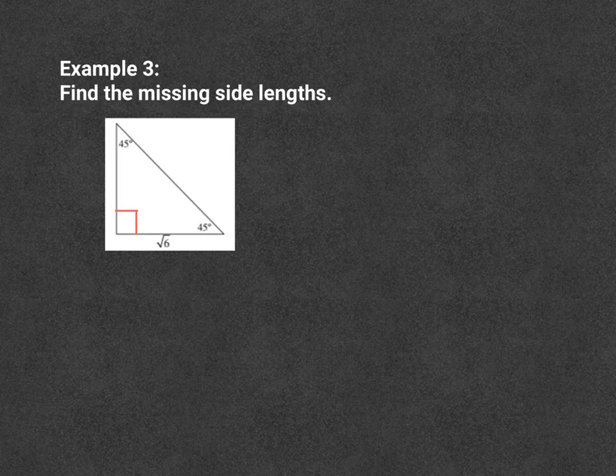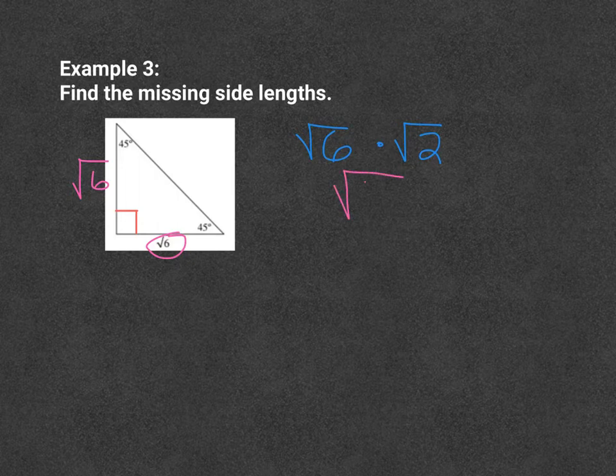Example number 3. Find the missing side lengths. So I notice that I have one missing leg and I have the missing hypotenuse. However, I do know one leg, which is radical 6. That means my other leg is also radical 6 because the legs are congruent. Now, in order to find the hypotenuse, all I have to do is multiply the leg by radical 2. So my leg is radical 6, and I'm going to multiply by radical 2. When I multiply, I end up having radical 12. 6 times 2 gives me 12.